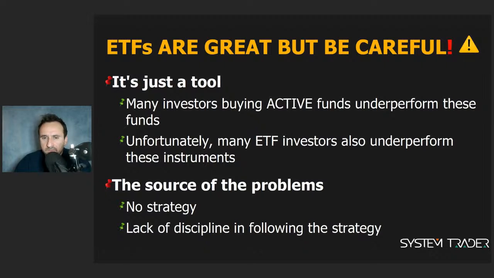So many investors buy active funds, which are already underperforming, but even these investors buying these funds are doing even worse than these funds, meaning that people who are buying active funds are trying to be smarter, and they think that they will buy them on the bottom and sell them on the top, whereas it's typically the opposite in reality. So therefore, even if the active fund is doing worse than the market on average, the investor who is buying such a fund is doing even worse.